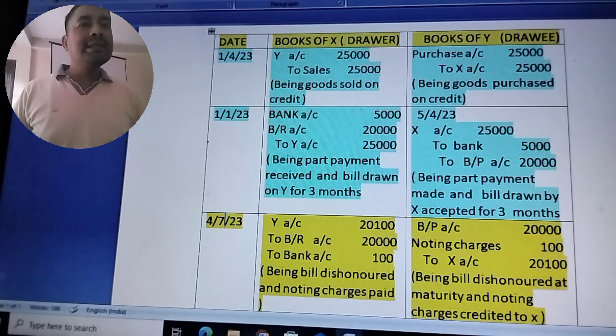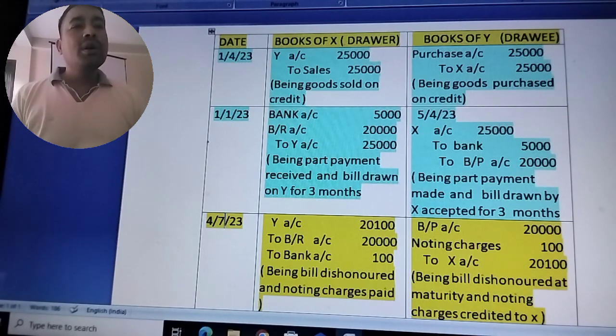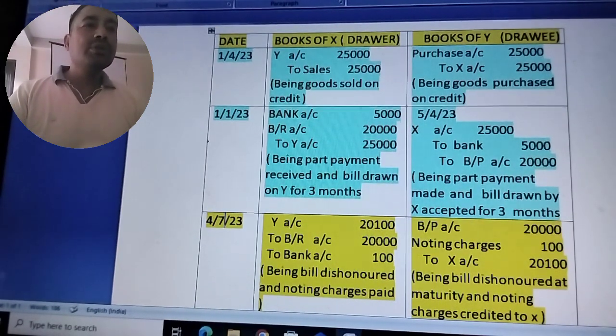And for the balancing amount, he has to accept the bill. So when the bill is accepted, the drawee will pass the entry as drawer to bills payable. For payment, drawer to bank, and for accepting the bill, drawer to bills payable. So Y will pass the entry of X account debit 25,000 to bank 5,000, and for the balance he will accept the bill, that is rupees 20,000. So being part payment made and bill drawn by X accepted for 3 months. So this is very important.